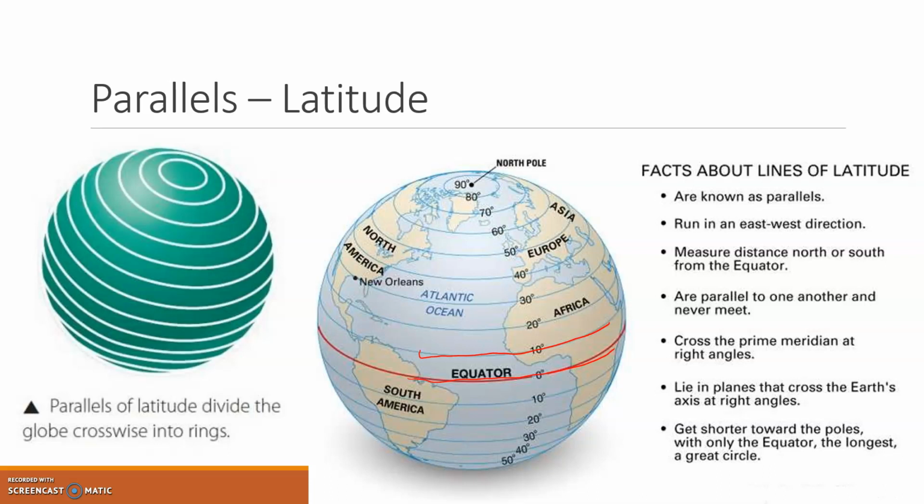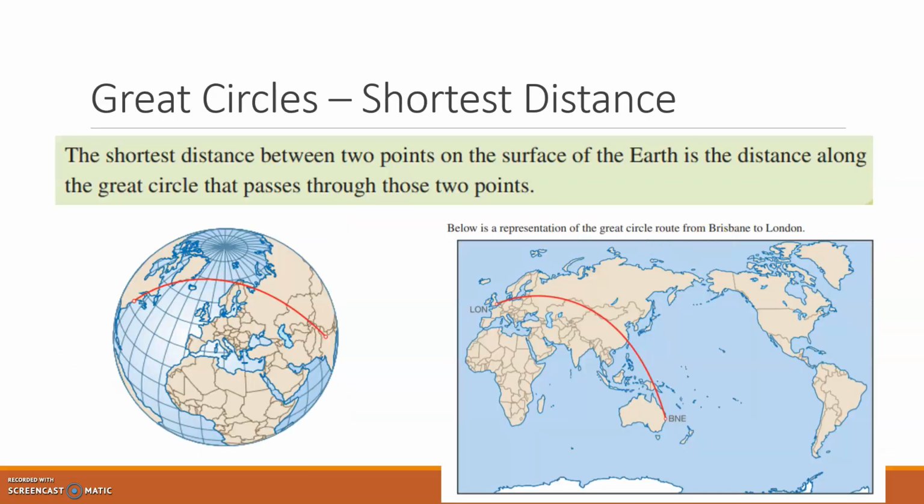So they cross the prime meridian at right angles. They're perpendicular to the prime meridian because the prime meridian runs up and down, north to south, or south to north. And these parallels of latitude, they run left to right or east to west. Now, let's actually look at using these for some calculations soon.